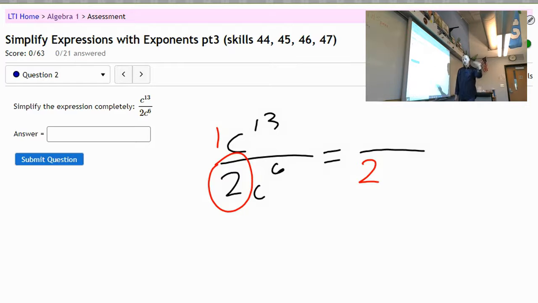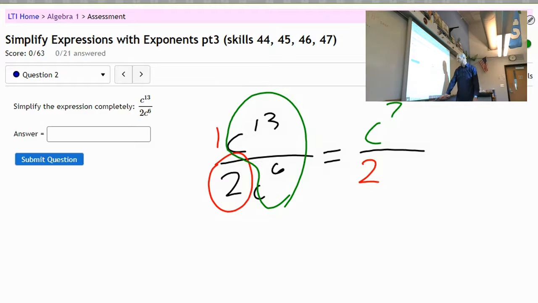If it turned out you got a version that does have a number in the top and the bottom, think of it as a fraction. Reduce the fraction. I got a 1 over 2, so nothing happens there. These other 2 parts both have the same base, c. They both have exponents. It's a division problem. Subtract the exponents. 13 minus 6 is 7. The larger exponent was on the top. My answer stays on the top up there in the numerator.